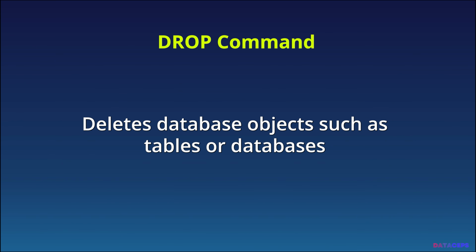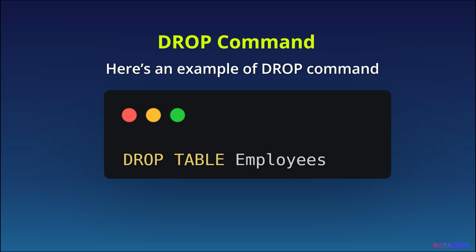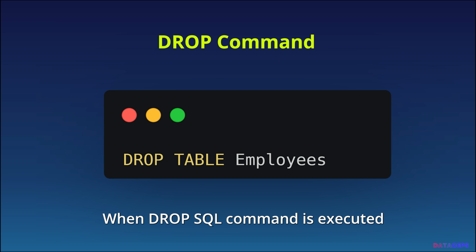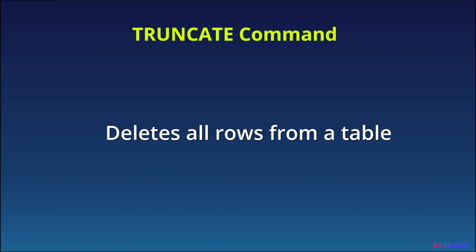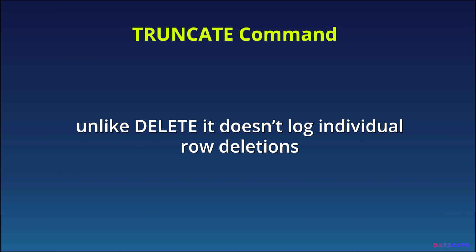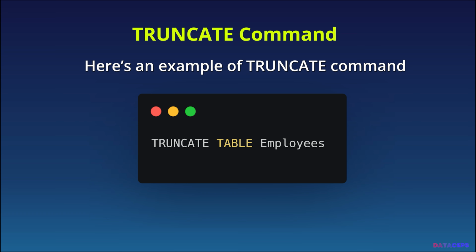Drop command deletes database objects such as tables or databases. Here's an example of the drop command. When the drop SQL command is executed, the employees table will be permanently deleted from the database, including all its data and structure. This action cannot be undone. Truncate command deletes all rows from a table. But unlike delete, it does not log individual row deletions. Here's an example of the truncate command.